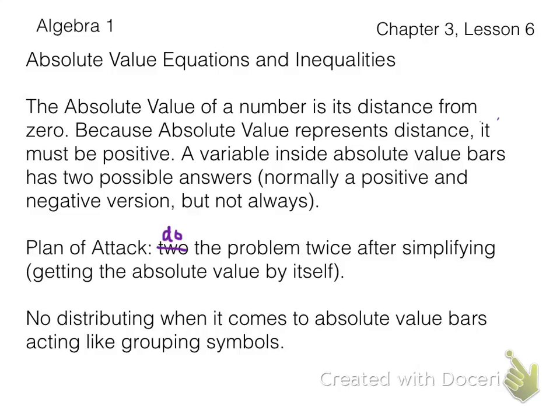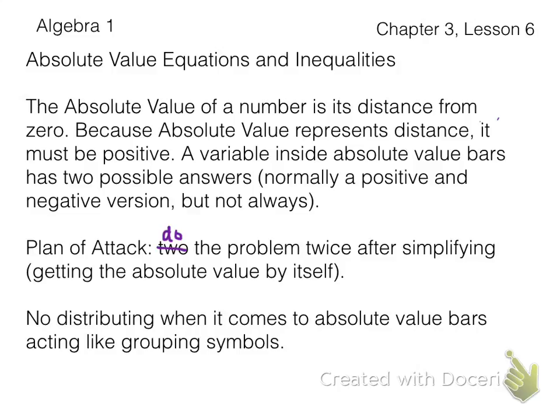Because absolute value represents distance, it must be positive. A variable inside absolute value bars has two possible answers, normally a positive and negative version, but this is not always the case. Sometimes they're both positive, depending on how the problem works. Sometimes they're both negative, but you'll see examples coming up. But normally there's a positive and a negative, but not always.